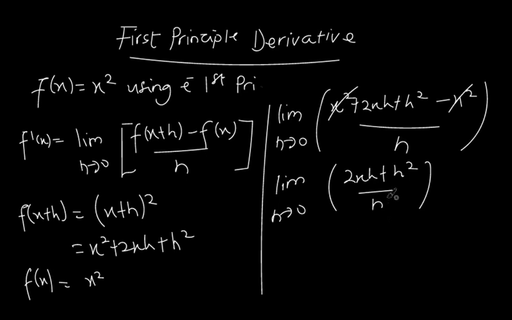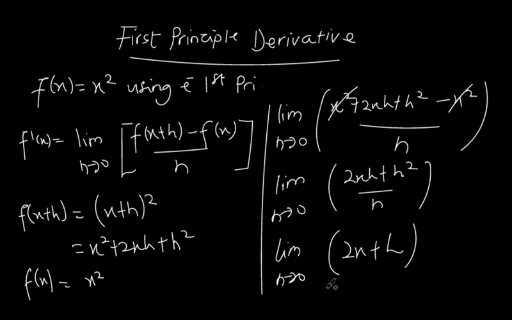Okay, so the h will cancel out the h over here, and then the h here will cancel one of the h's over here, so we have the limit as h approaches 0 of 2x plus h. From here, all we need to do to get rid of the limit is to put the value 0 in place of h, and then we will get our answer.